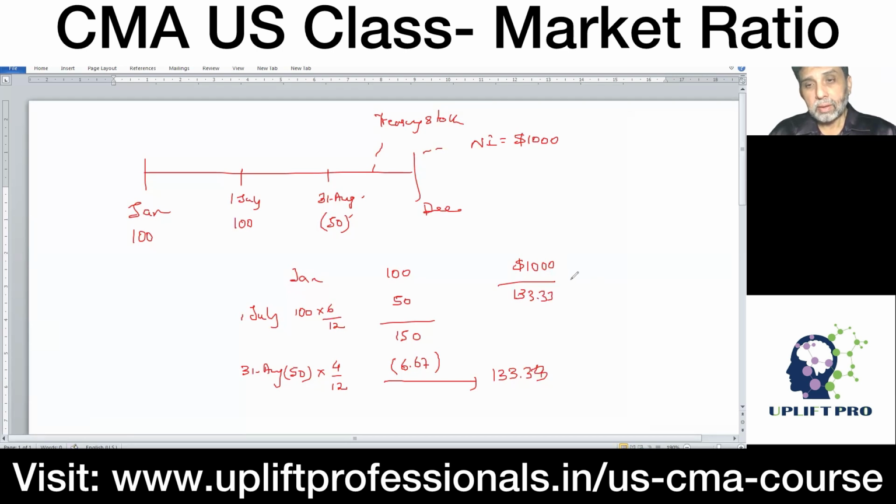133.33. So if you notice, last time it was 6.67. Now it is 7.5. The treasury stock purchase has the tendency to increase the EPS, even though it might be temporarily. It has the tendency to increase the EPS because the number of outstanding shares is that much lesser.